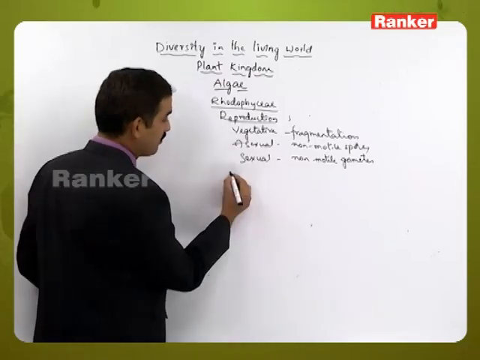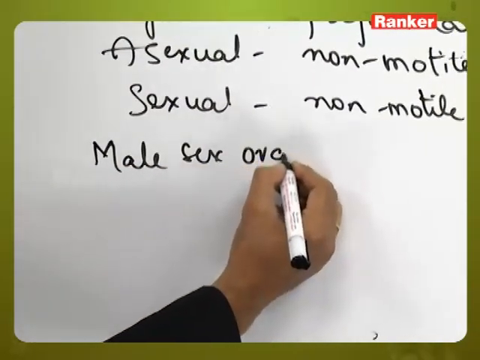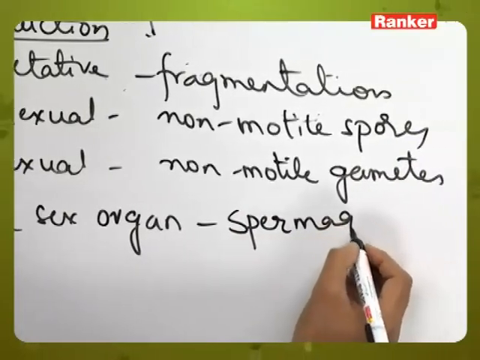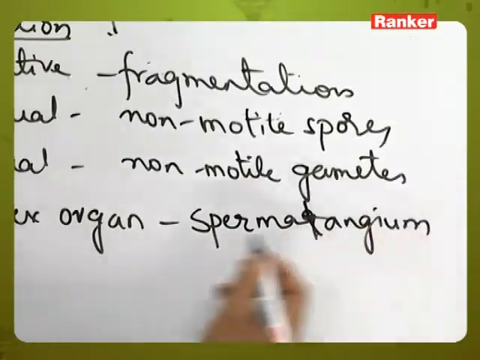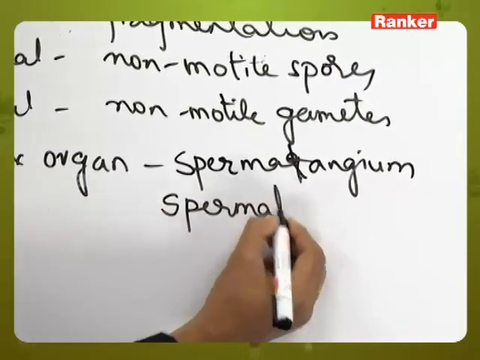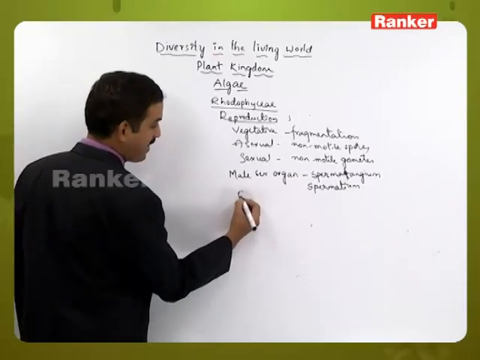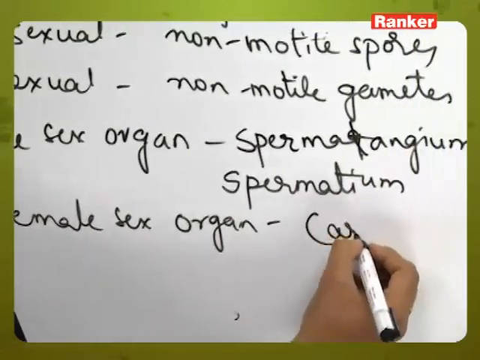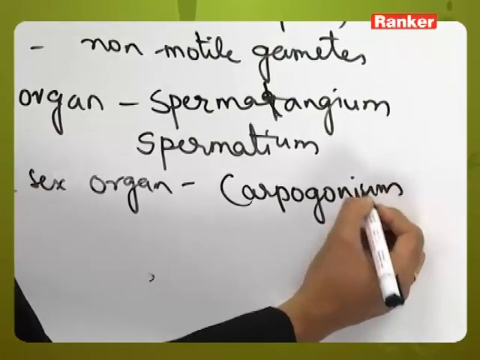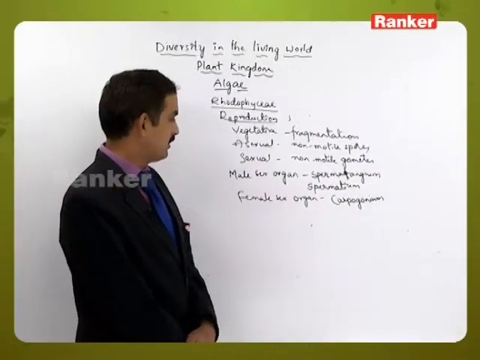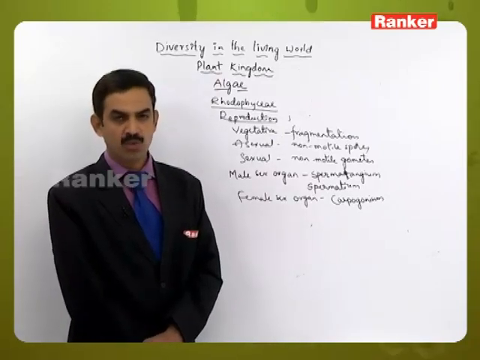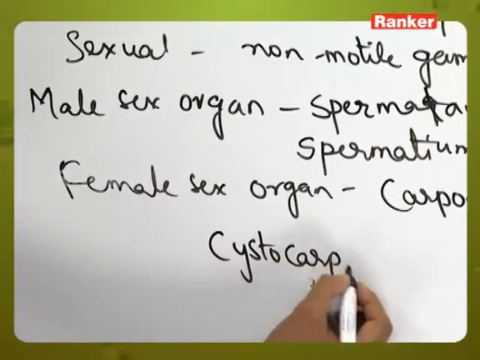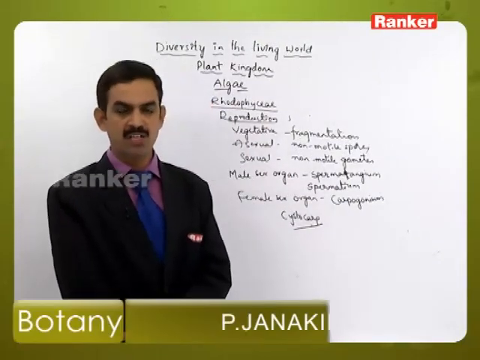And here they produce a male sex organ. The male sex organ is called the spermatangium, and this spermatangium will produce spermatium. The female sex organ is called the carpogonium. The female sex organ along with the male sex organ participate in reproduction with the help of the trichogyne, and they produce a special structure called the cystocarp. From the cystocarp they will give rise to the new individual.